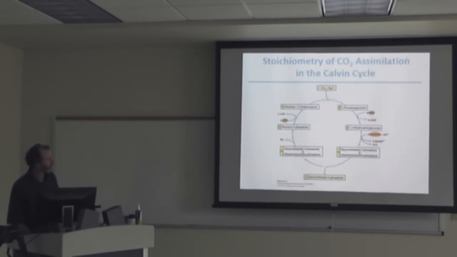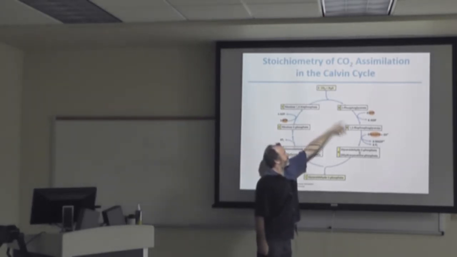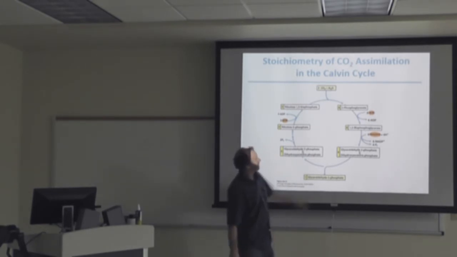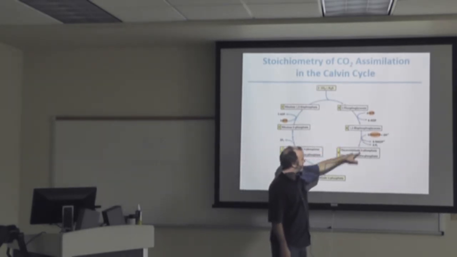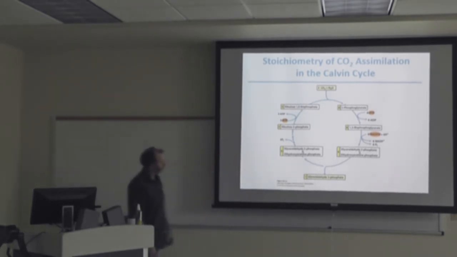So stoichiometry, and this is the figure. 3 carbon dioxides produces the 3 phosphoglycerates, and then 6 ATP, 6 NADPHs produces 1 glyceraldehyde 3-phosphate.